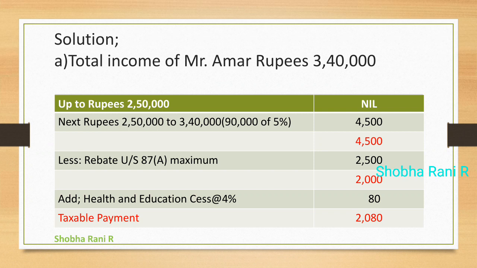Compulsorily, every individual assessee has to pay health and education cess at 4% on gross tax liability. So it should be added to the gross tax liability. So 4% on 2,000 comes to rupees 80. The total amount, we'll call it the net tax payable amount, is 2,080 rupees.